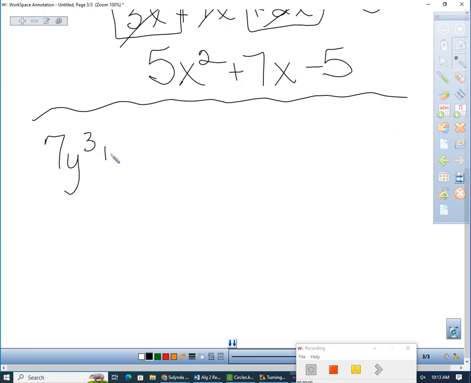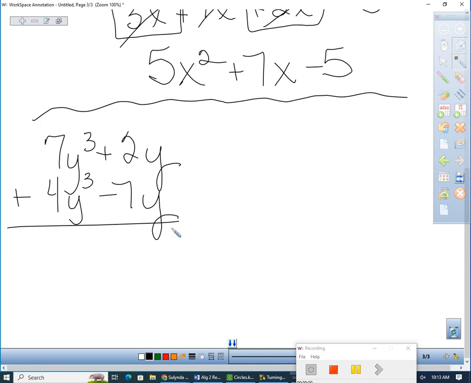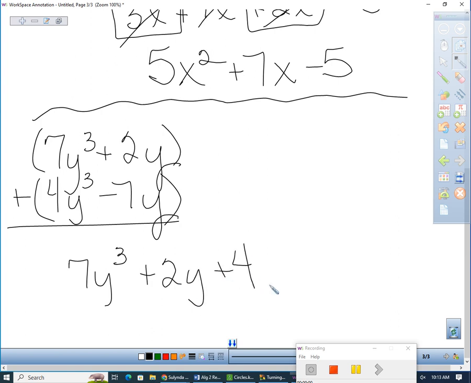7y to the third plus 2y plus 4y to the third minus 7y. This is written vertically. All I want you to do is write it horizontally. So we're going to take and just write it across like we always would, okay? And this is as if they look like this to begin with. So we're just going to say this is 7y to the third plus 2y plus 4y to the third minus 7y.